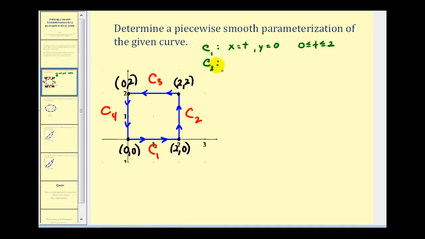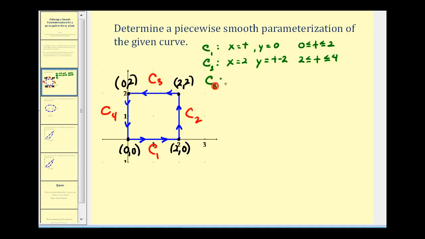Now for curve 2, we go from the point (2, 0) to the point (2, 2). Notice x is equal to 2, and y increases from 0 to 2, but we can't just put y equals t because the value of t now has to start at 2. So if we start y at t and then subtract 2, and then let t go from 2 to 4, when t is 4, y would be equal to 2, and it would take the path of curve 2.